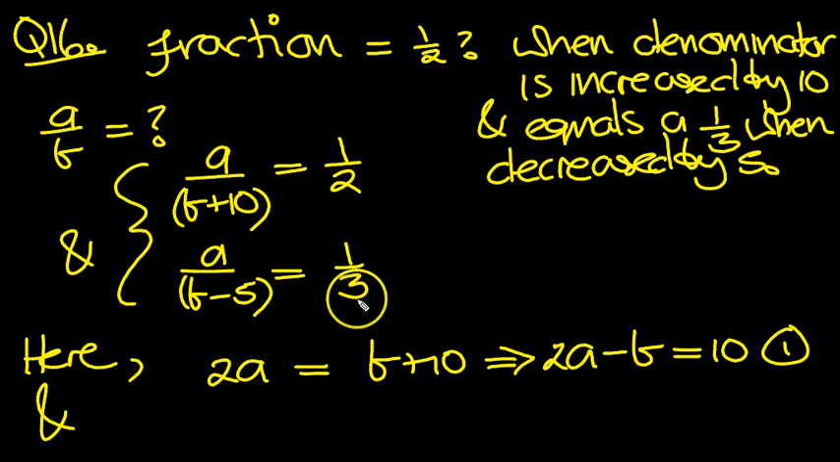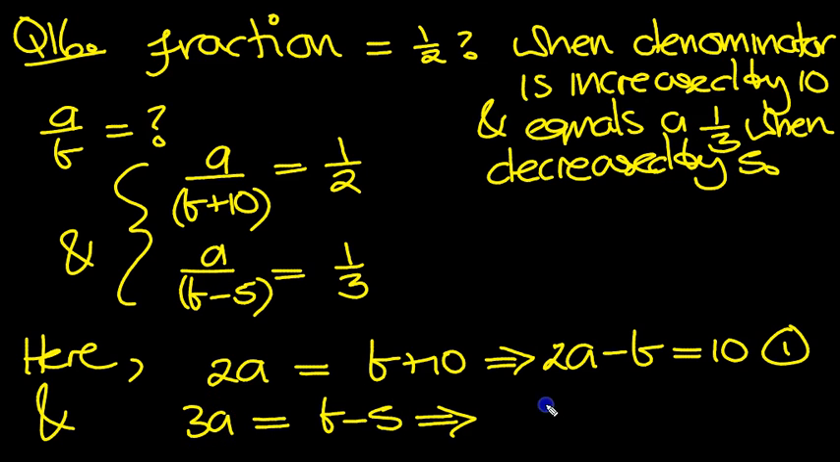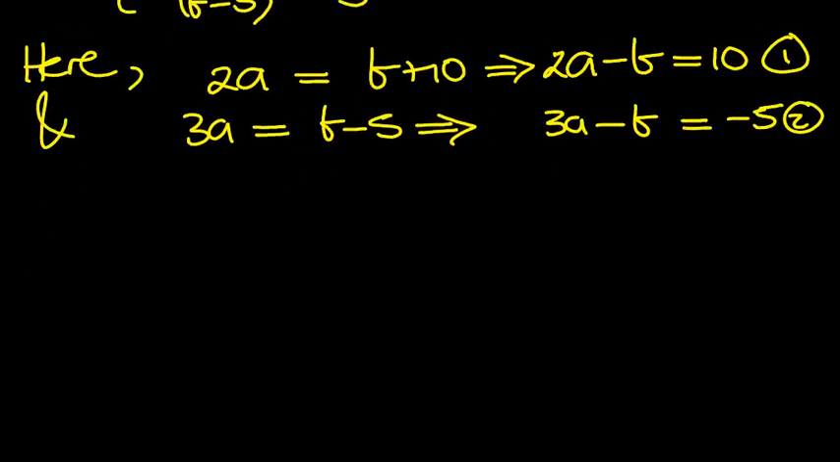And what else? Well, we've got a with the 3a, when we cross multiply, equals the b minus 5 can just be written as b minus 5 times 1, which is b minus 5, so we don't need the bracket. And that tells us then that 3a minus b equals minus 5. So there's the two equations then in two unknowns, a and b. So we can just solve them for a and b now then.